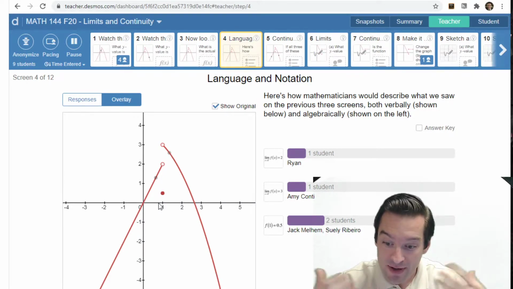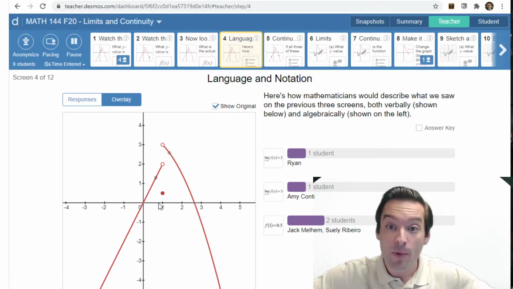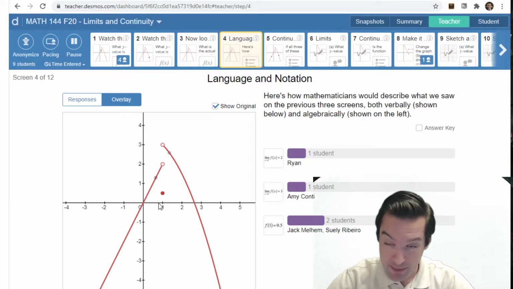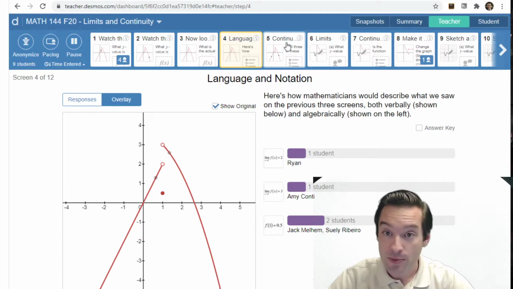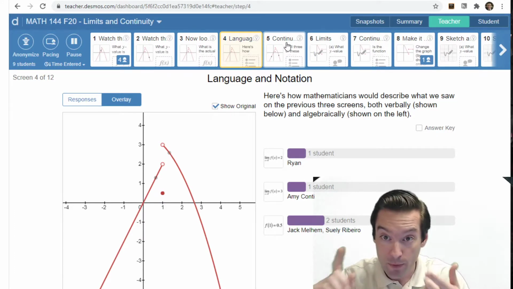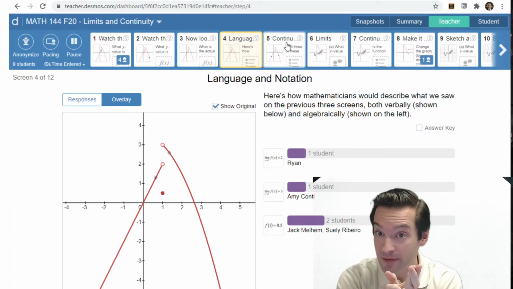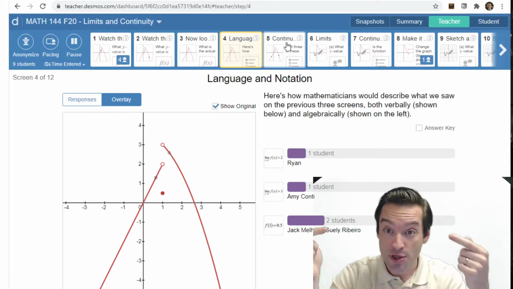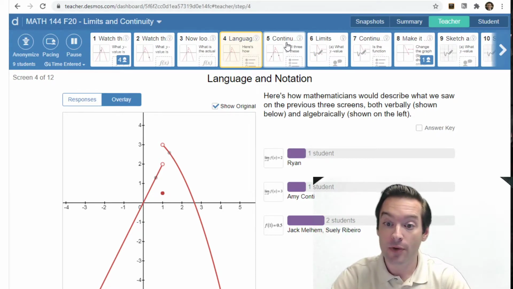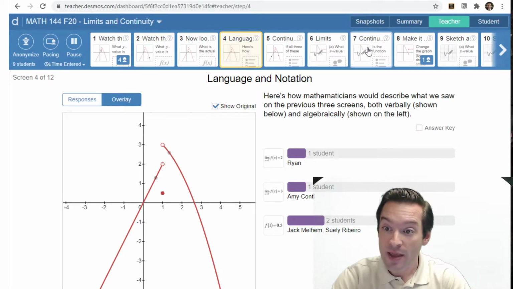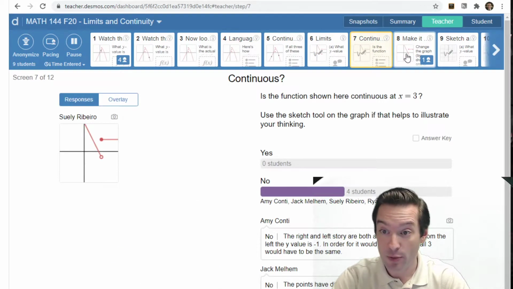And those 3 stories can in principle all be different. But when all 3 of them are the same, that's the best of all possible worlds, because then we don't have to worry about whether we're approaching the point or whether we're at the point. And we don't have to worry about whether we're approaching from the left or approaching from the right. When all 3 of those stories agree with one another, we say that our function is continuous at that point.